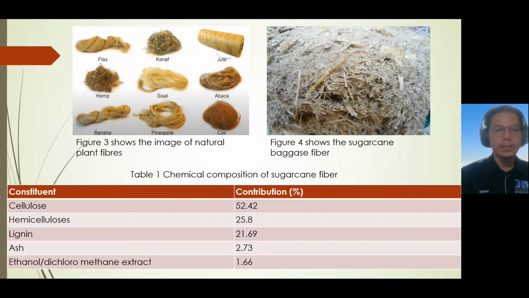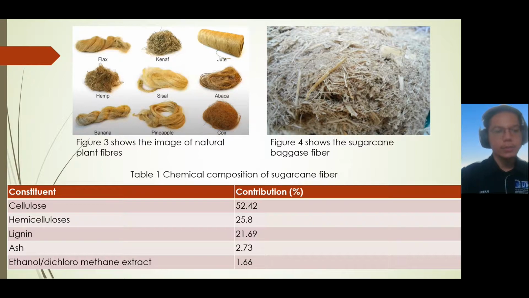Next slide, we can see figure 3 shows the image of natural fiber. We can see examples of flax, kenaf, jute, hemp, sisal, abaca, banana, pineapple and corn. And figure 4 shows the sugarcane bagasse fiber. Next, table 1 shows the chemical composition of the sugarcane fiber.